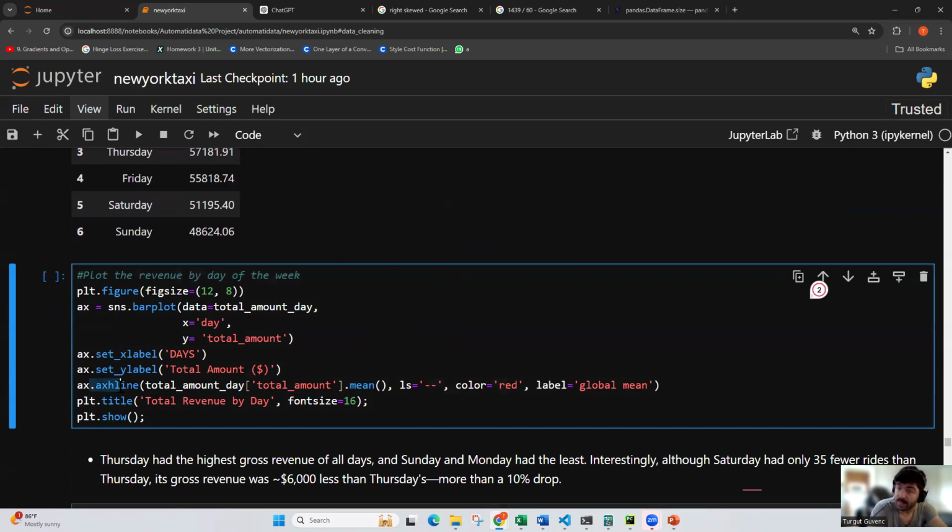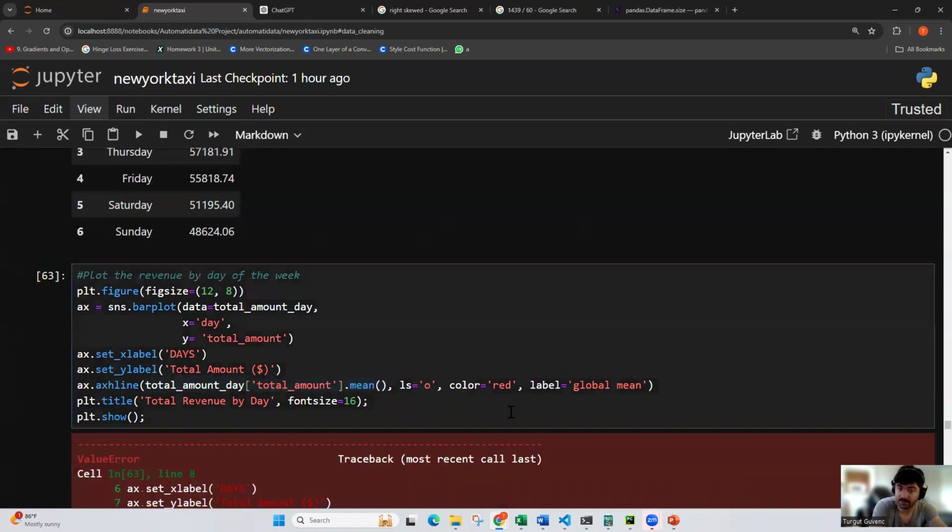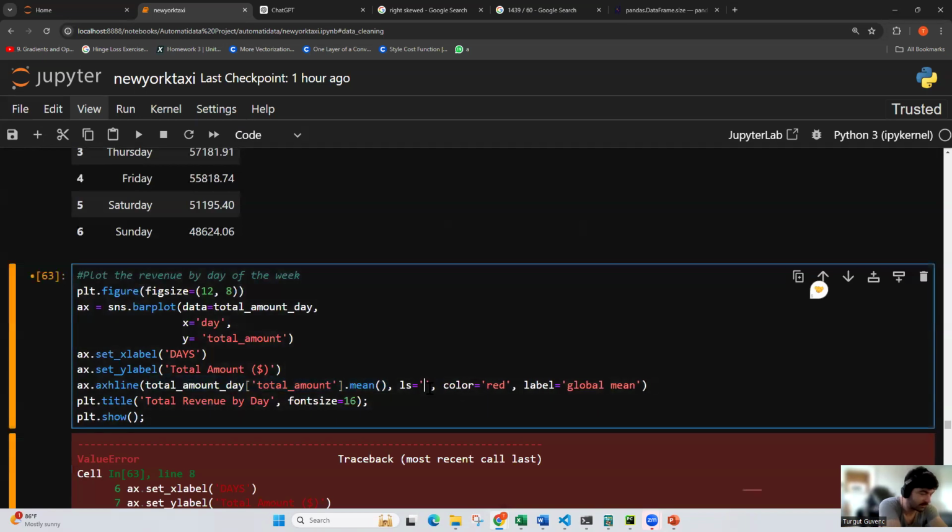Add a horizontal line on the axis, where the total mean by the week would be. So I want to compare each of them by the week. We will have a horizontal line, and you can change the line type. You can change the color and so on and so forth. And you can give it a label too.